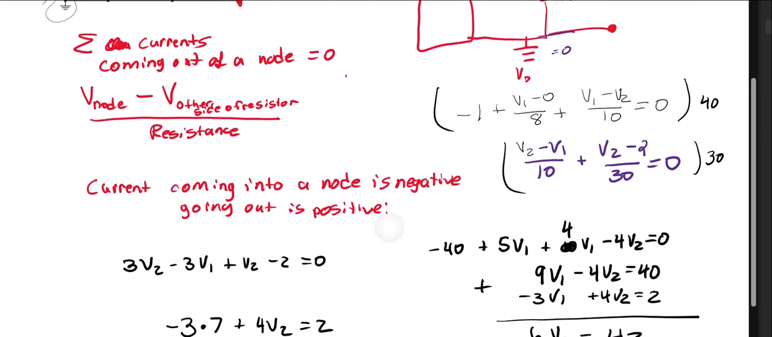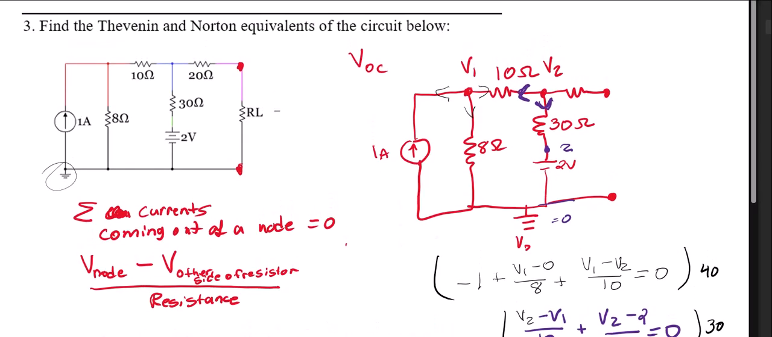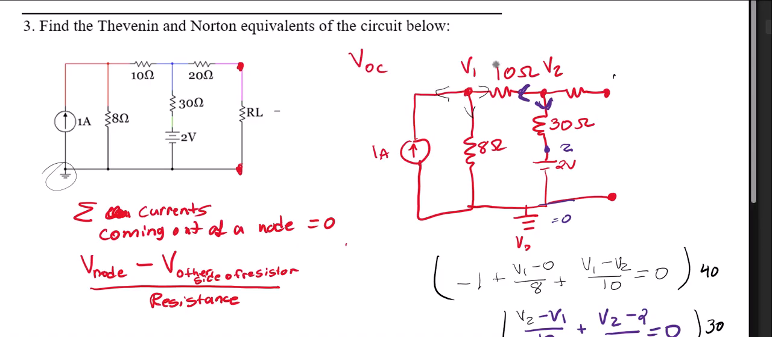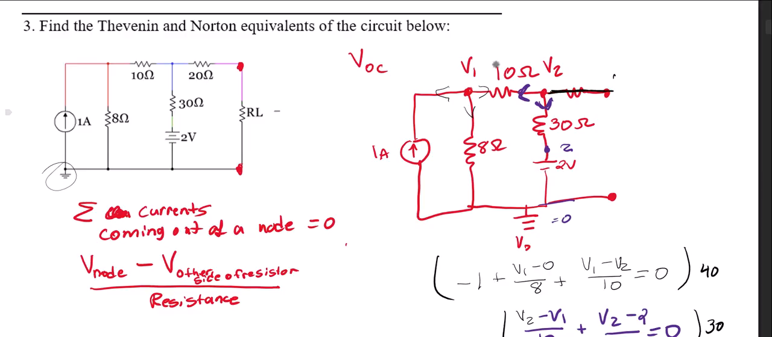And let's see, does one of those happen to be, yes. So V2 would be in fact V-Thevenin, because V2 is the same all the way across this. So this is V2 and this is 0. So the difference between these two would be V open circuit or V-Thevenin.